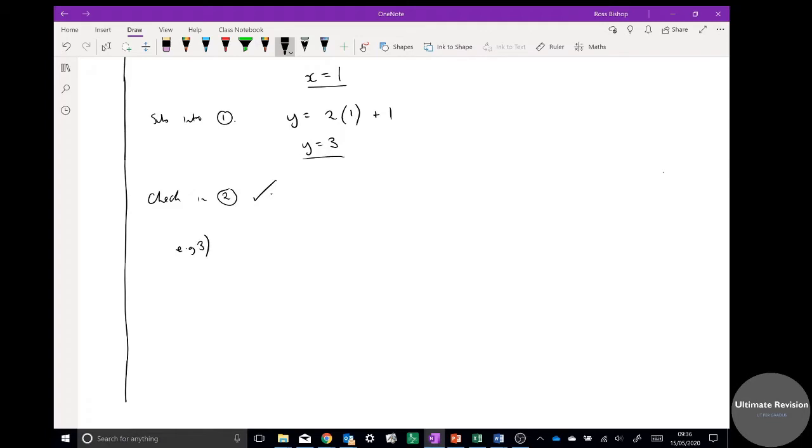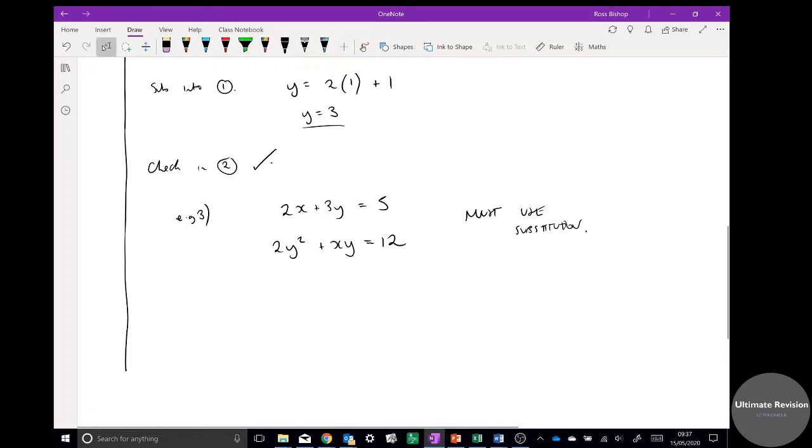Right, example 3. Now this one is slightly different. Okay. Right, this one has got a quadratic in it. It's got a y squared here. So this makes it different to the other two we've just looked at. And for these, you must use substitution. Okay? You can't eliminate these because there's just no way of eliminating a squared and a non-squared term. So for these, I always rearrange the linear.